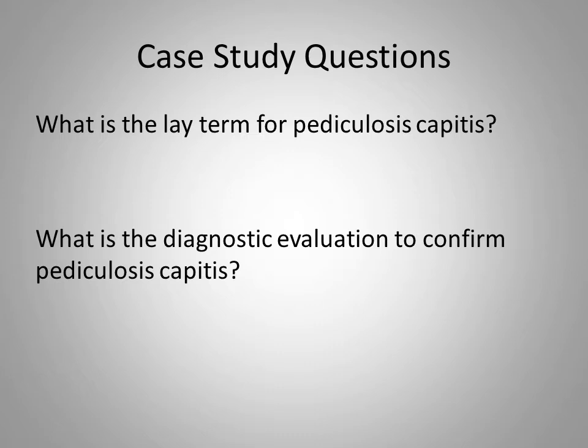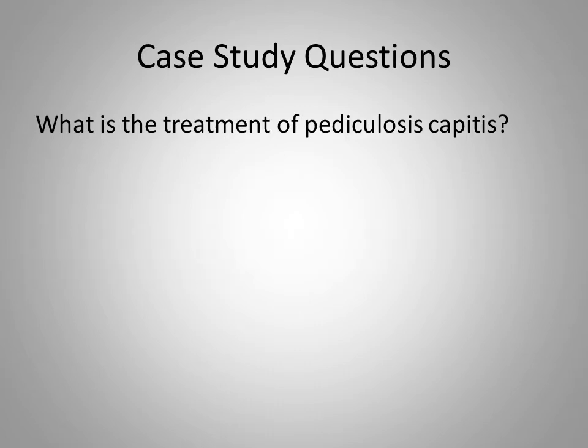And what is the diagnostic evaluation to confirm the presence? That would be visual confirmation on the hair, and there could also be some scratching marks on the child's head from where the child was itching at it. You'd also want to assess for any type of secondary infection. What is the treatment? The treatment is known as a permethrin 1% or Nix shampoo, and that shampoo will only kill the live lice. It does not kill the eggs.